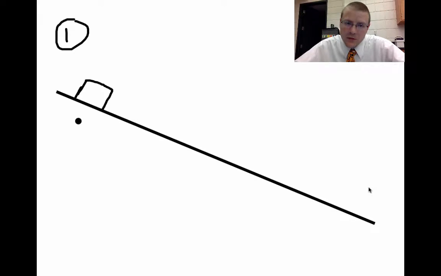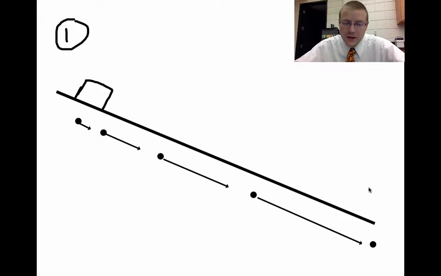Here's the motion map for scenario 1. You've got the cart rolling down the hill away from the sensor. So you can see that the dots get further and further apart every single second, which means that my velocity would be getting faster and faster each second. Now they also want you to put an acceleration arrow on here as well to show what the direction of the acceleration is.